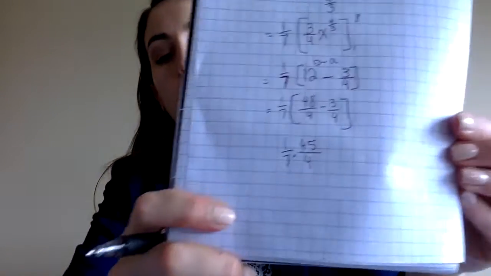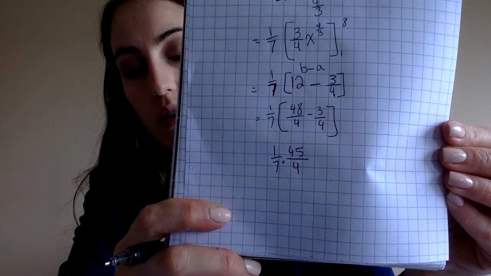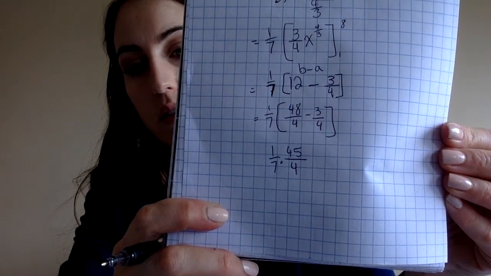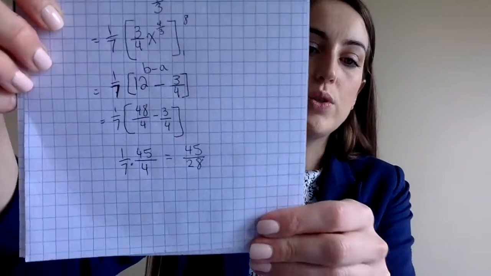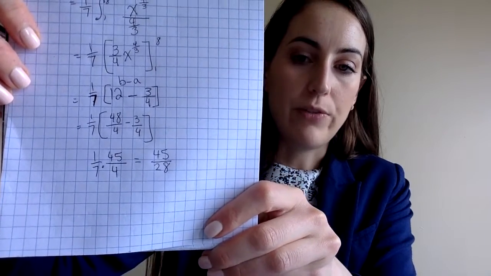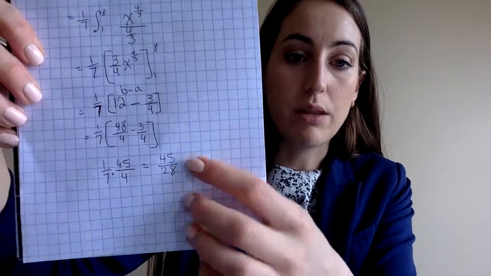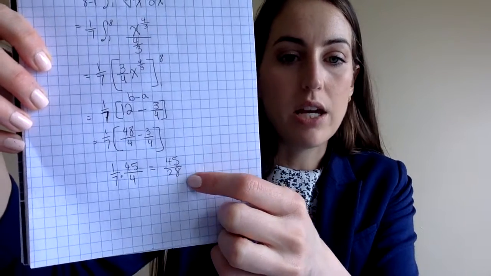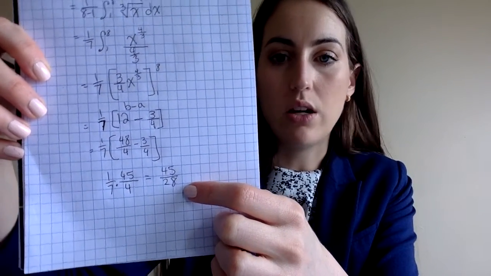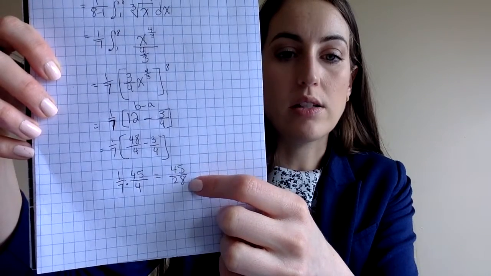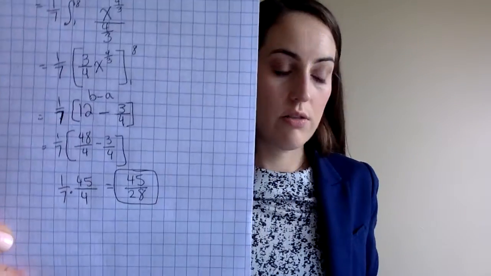So 45 over 4, and now let's multiply that by 1/7. So then we got 4 times 7 in the bottom, 45 over 28. Okay, and then we would see if that reduces. If you find the prime factorization of 45 and 28, they have no common factors, so you're done, you can't reduce this. So we'll leave this here as 45 over 28, and that is our final answer for that one.